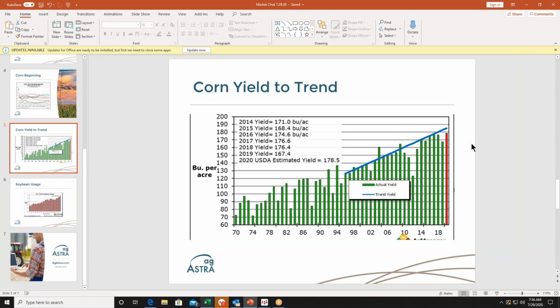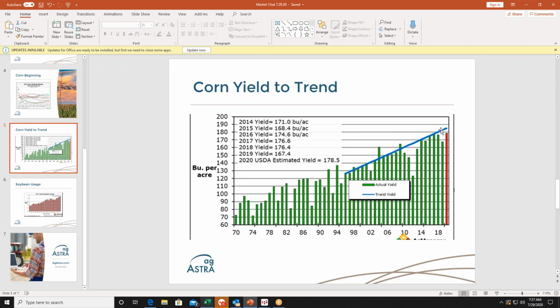So corn, we're estimating a 178.5 yield, and I thought this was really interesting coming from K-State, where their trend line is a little different than some of the other trend lines that I've seen. Most trend lines that I've looked at have shown our trend line yield right at 178.5, and they've got it plotted a little bit differently. And I think that's interesting. I don't know why it's plotted a little differently. I don't know what the numbers are, so I don't pretend to know.